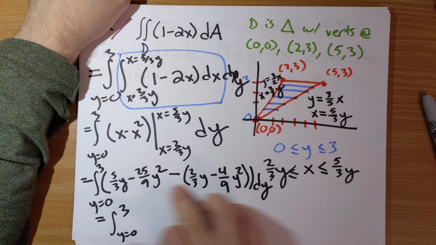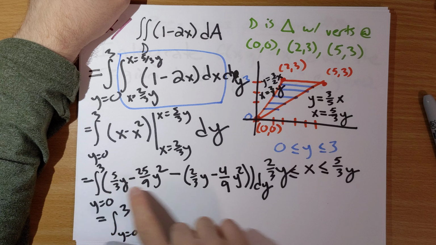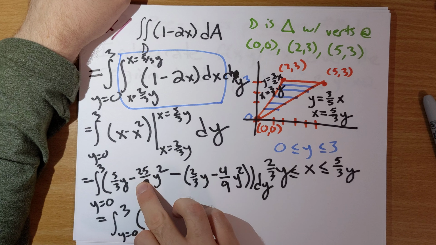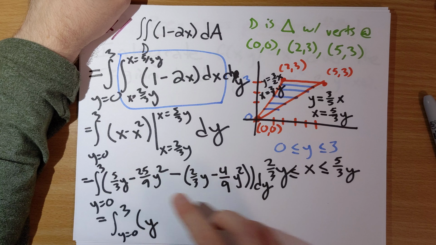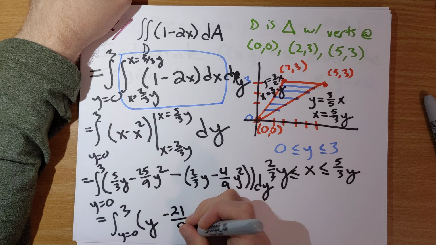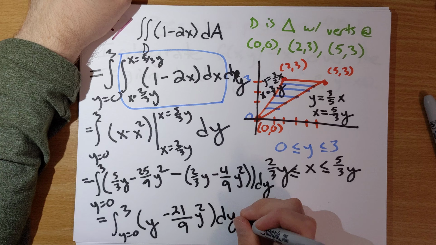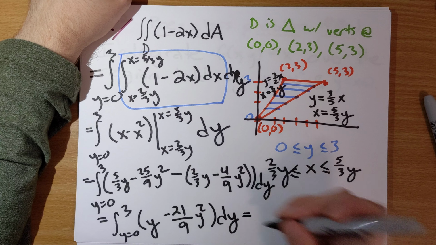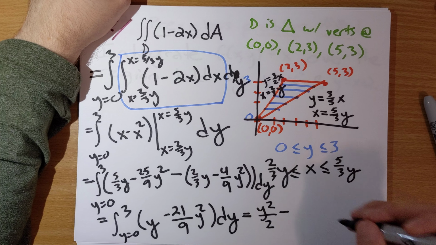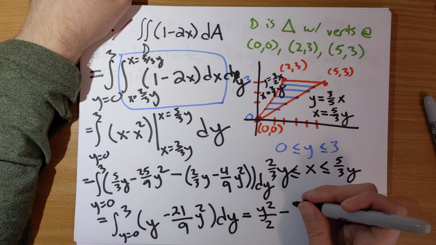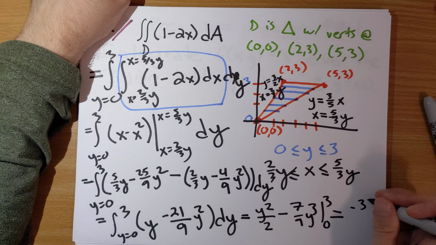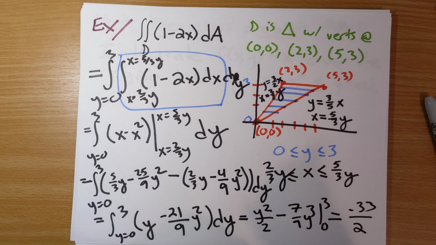We can simplify the thing inside of these parentheses. We have 5/3 y minus 2/3 y, that's just y. And then we have negative 25/9 y squared plus 4/9 y squared, minus 21/9 y squared, dy. At this point, it's a very easy integral to evaluate. y squared over 2 minus 7/9 y cubed. Plug in 0 to 3, and you get negative 33/2.